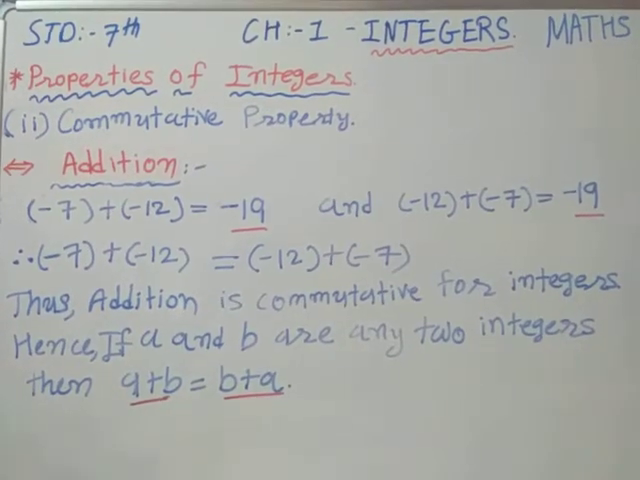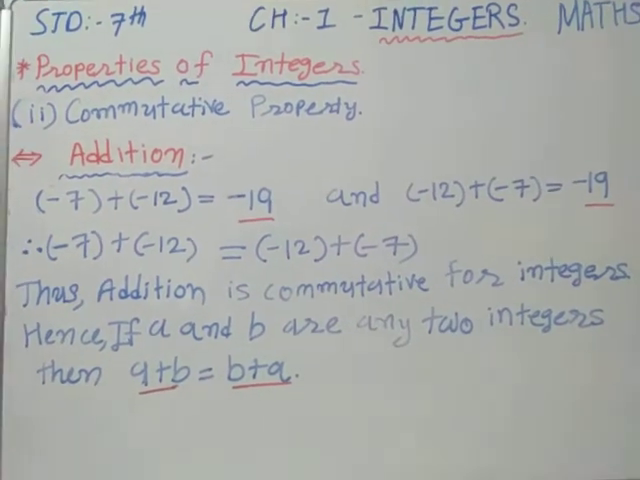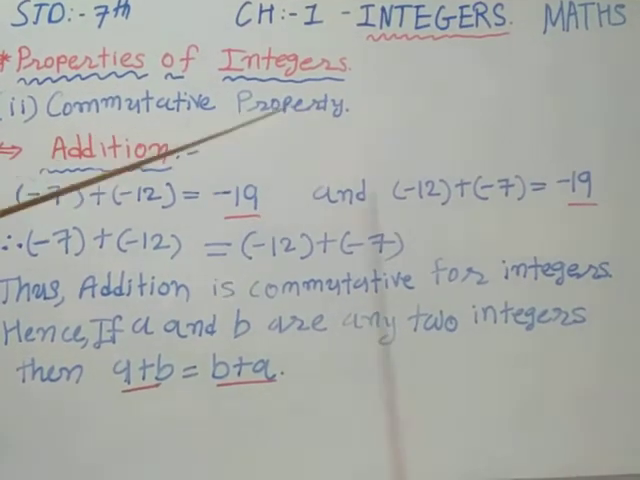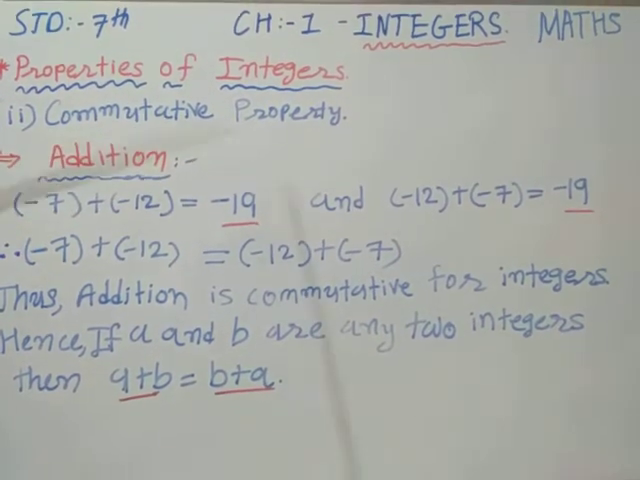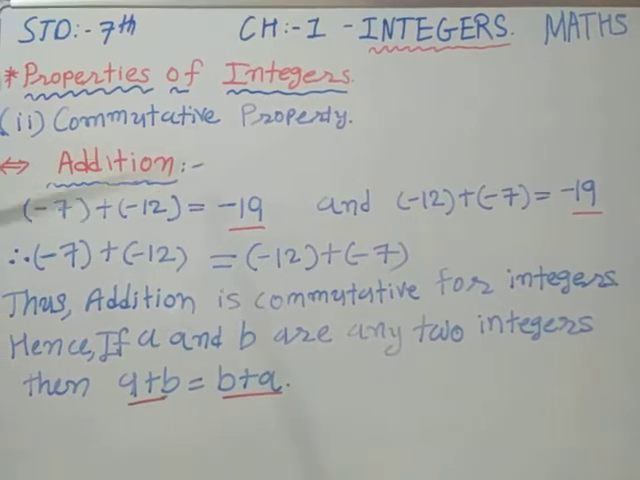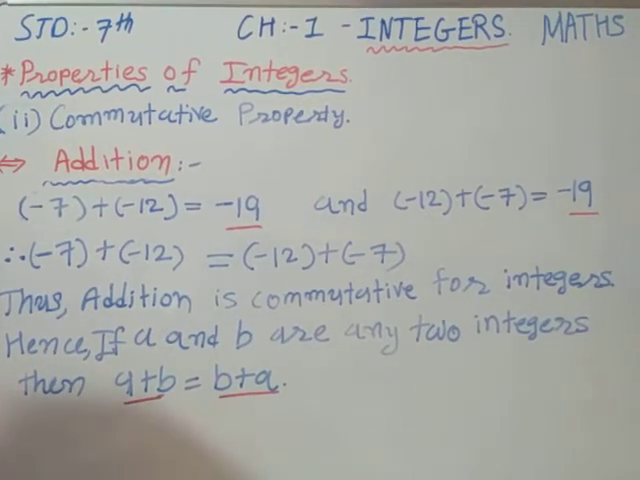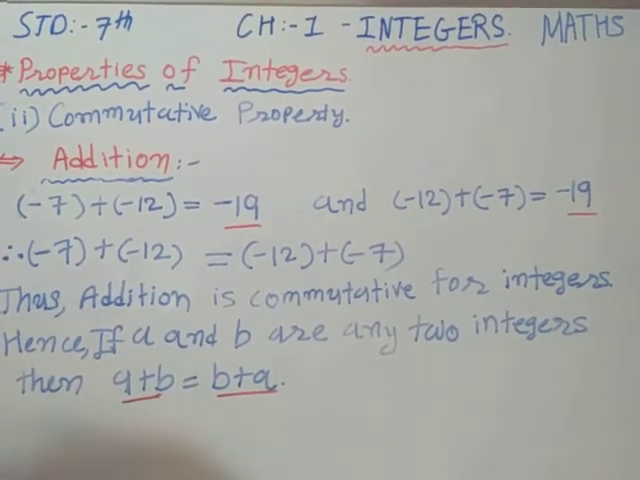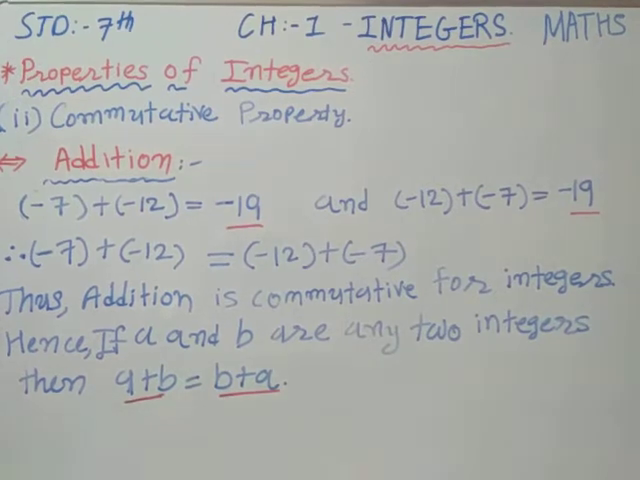In the last session, we have learned about the closure property. Today, we will learn the commutative property. We will check the commutative property for addition. Let us add any two integers in different order and see whether their additions are the same.